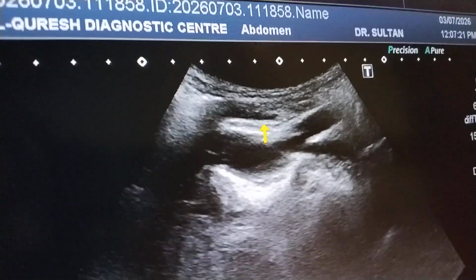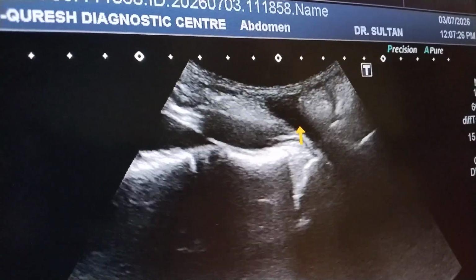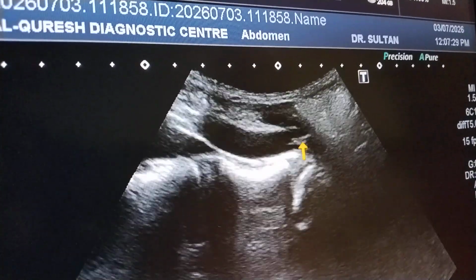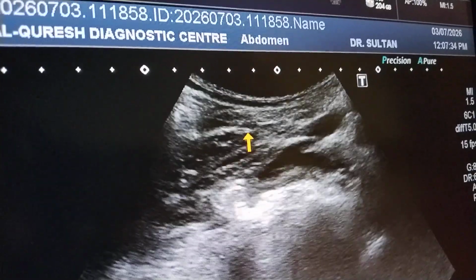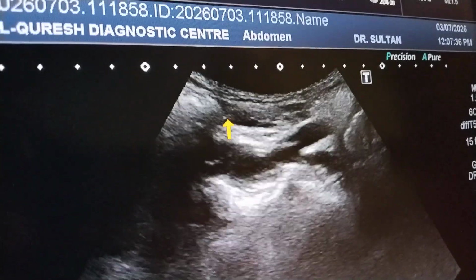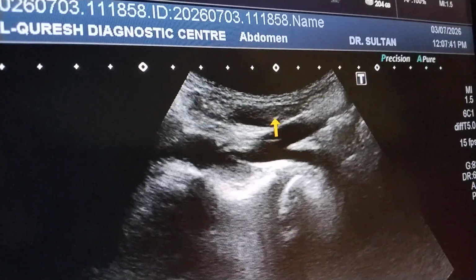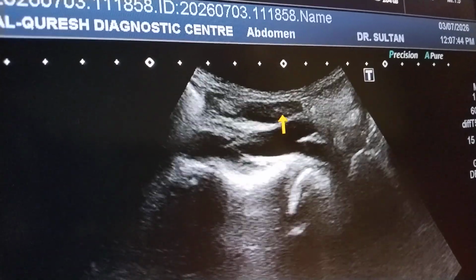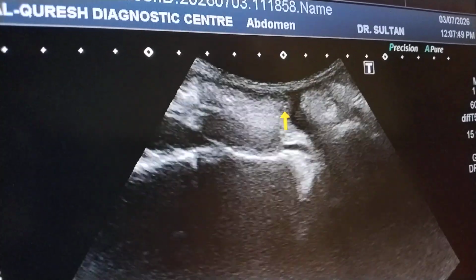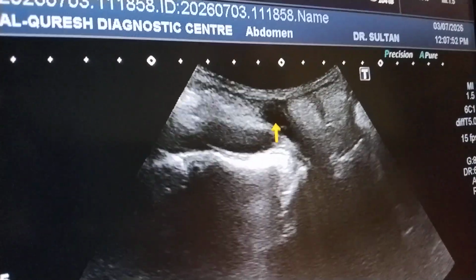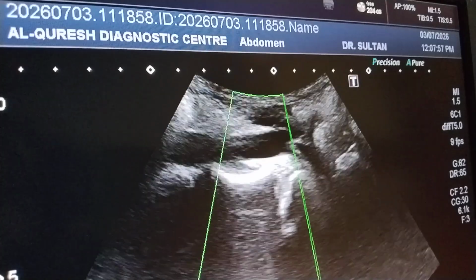Look here. This is the ureter, it is crossing it. Here it is crossing it. We can appreciate here, the ureter is coming from here. Then I have placed the probe at the iliac vessel level and slightly angled it upward. And here it is crossing. And if you feel difficulty, we can put the color.